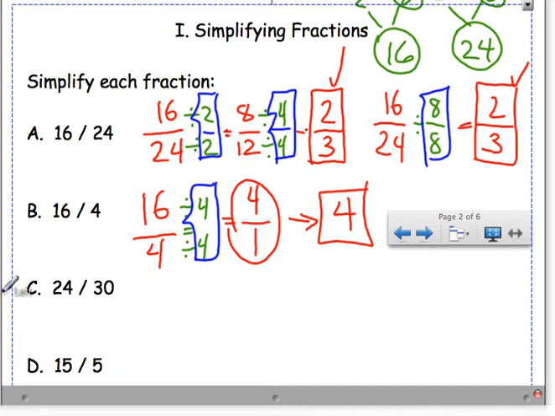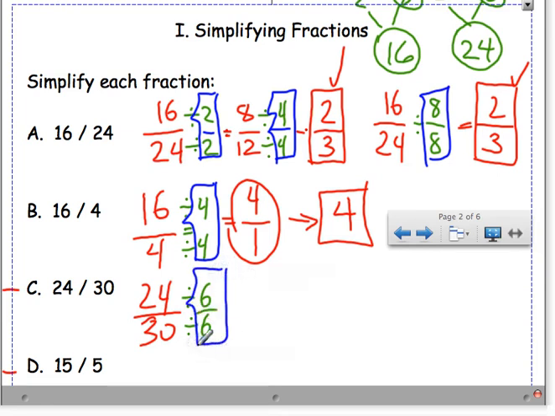Okay, you've tried C, you've tried D, let's check our answers quickly. If I have 24/30, the biggest number that goes into both of these, I believe, is 6. So in one step, you should be able to divide the numerator and denominator by 6 to get your answer. 24 divided by 6 is 4. 30 divided by 6 is 5. You should have had 4/5 as your answer. Give yourself a check if you had that.